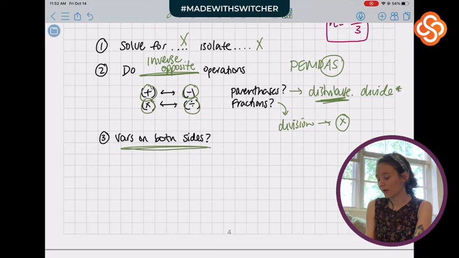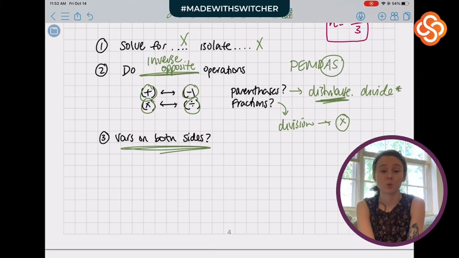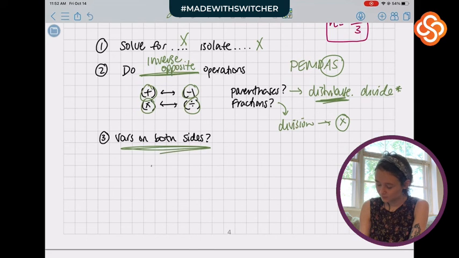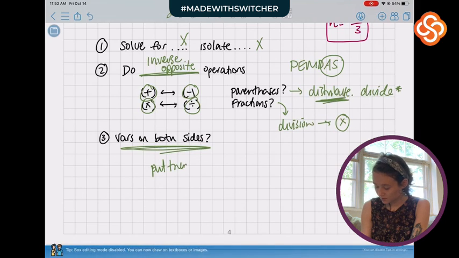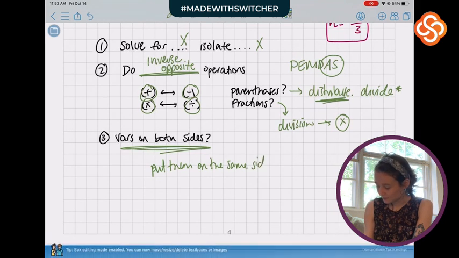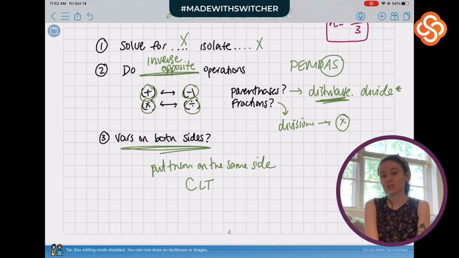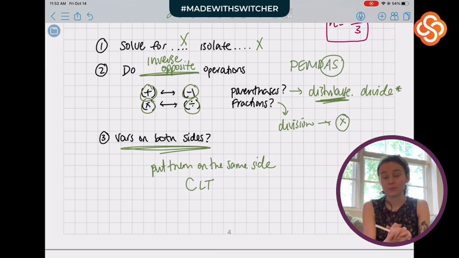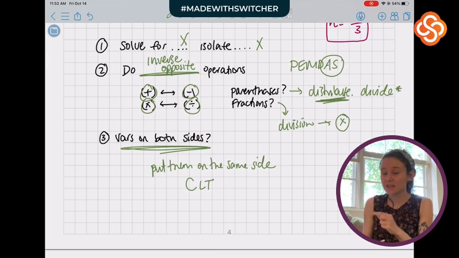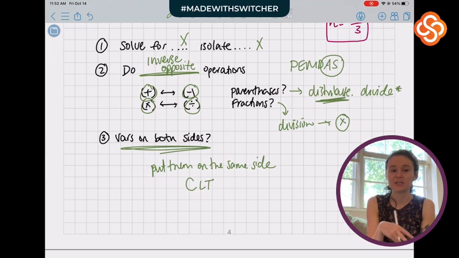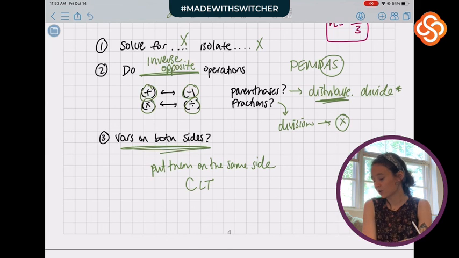What do you do when you have variables on both sides? Put them on the same side. And like I did mention, it's kind of like combining like terms, because you're taking all the x's and combining them, right? You're deleting them from one side by the inverse operation, putting them together on the other side. So that's everything with solving equations that you need to know at this moment.